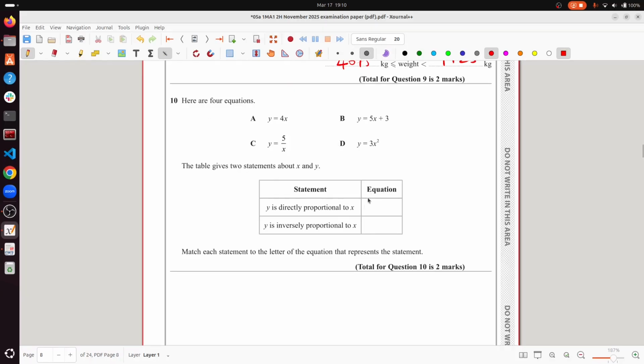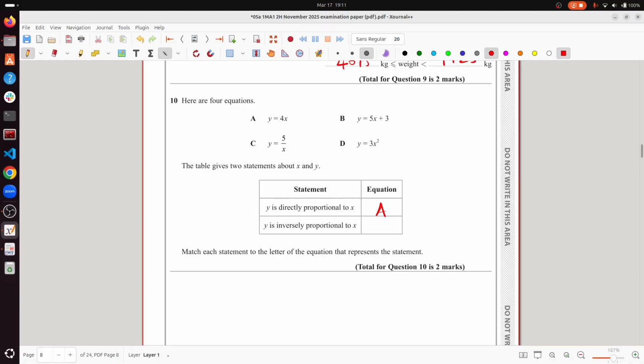Y is directly proportional to x. So by directly proportional to x, that means for an increase in x, we have an increase in y. A is a linear equation. B is also linear, but I can see that A starts from the origin. B does not start from the origin. It starts from an intercept of 3. So I'm going to go with A as the direct proportion.